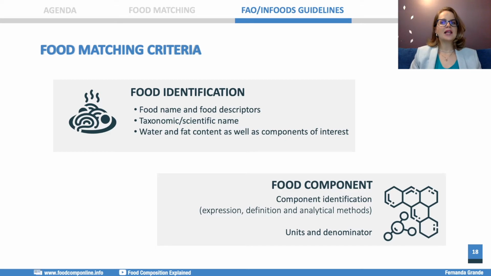And the second key aspect in food matching is the food component. So in addition to the food identification, we always need to check the food component. And in this case, we need to check the component identification, the units, and denominator. So let's see more details here.